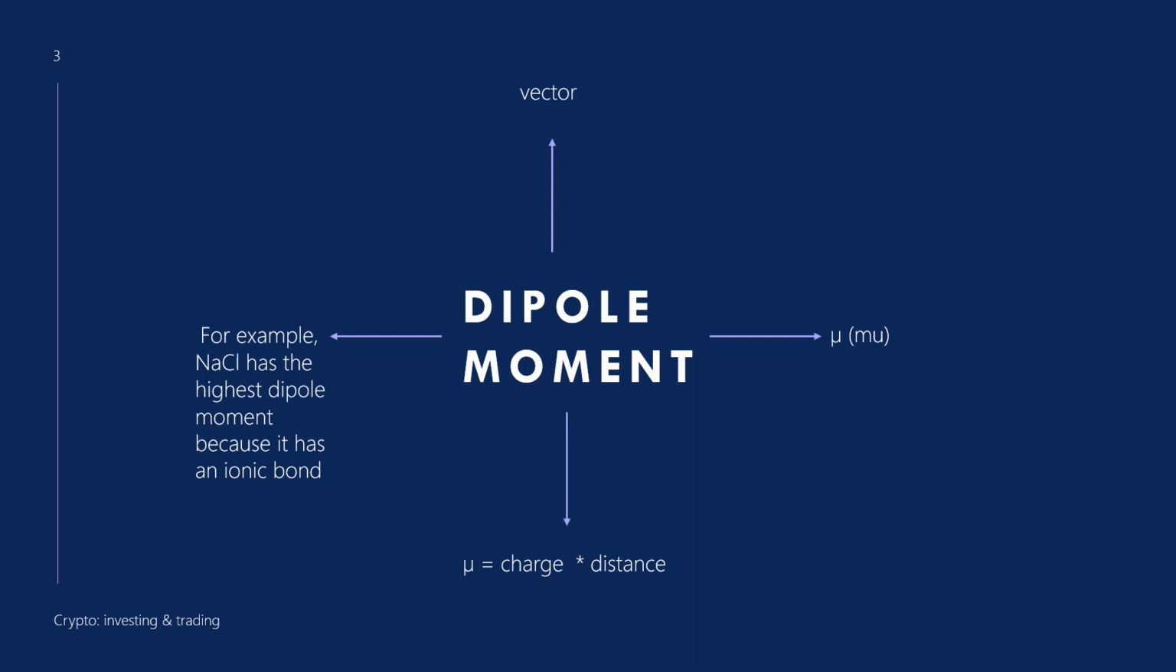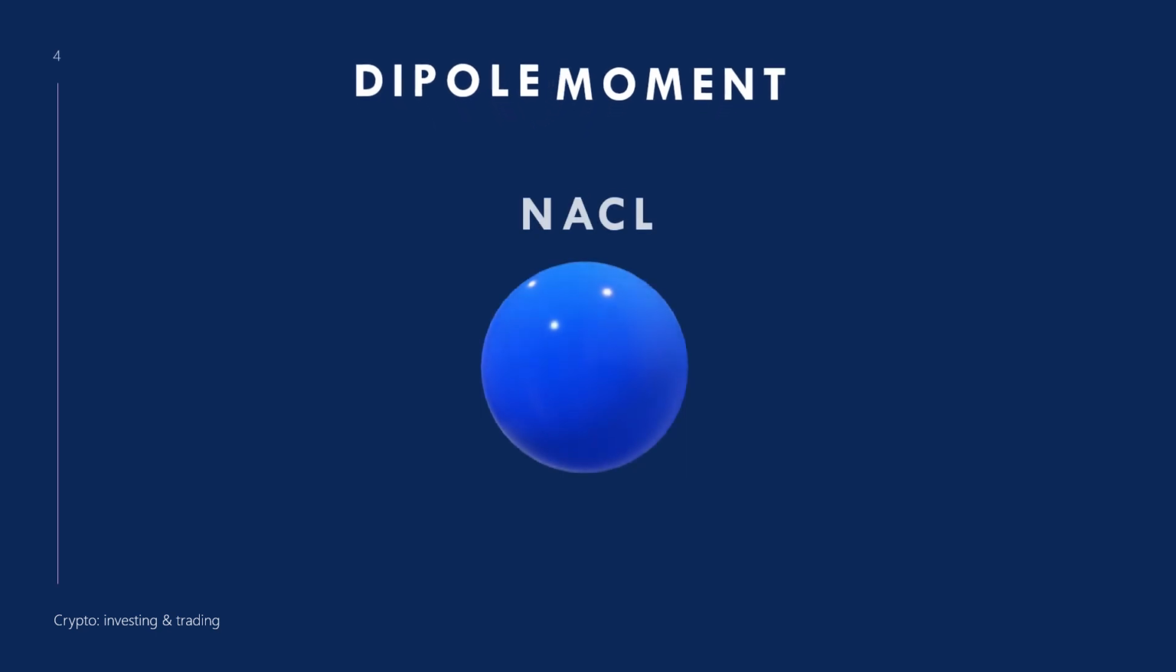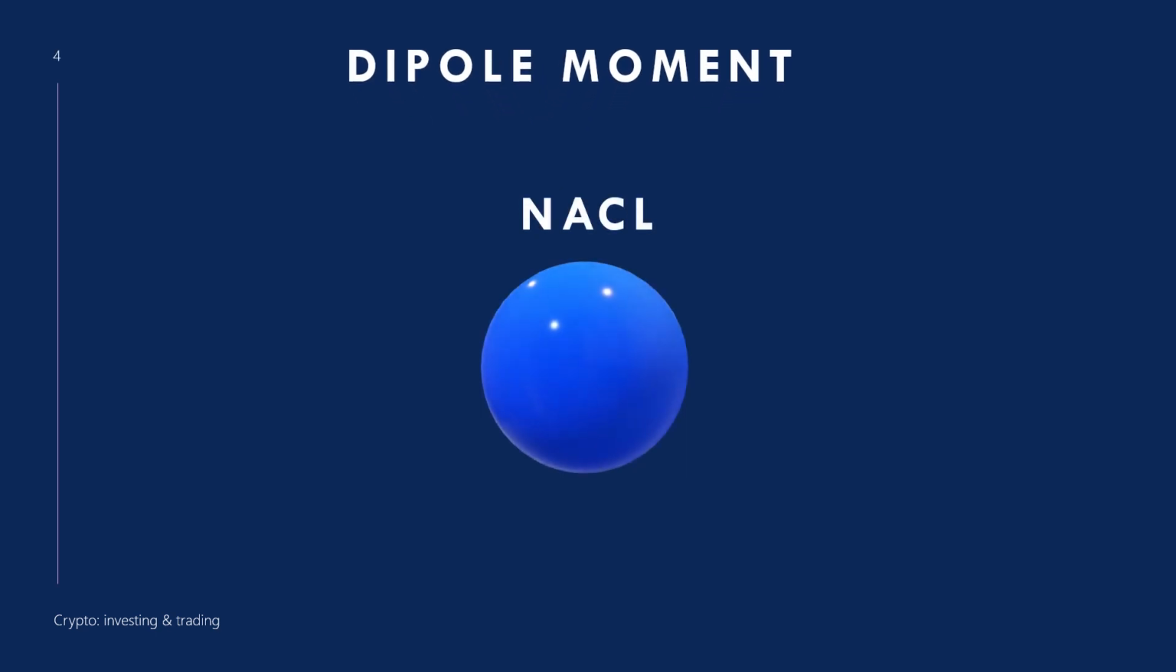And its best example is NaCl, because NaCl has the highest dipole moment because of its ionic bond. As you know, the more the charge, the more the distance, the more the dipole moment. So, just suppose that this is NaCl. To identify the dipole moment, we will see how the NaCl is separated.